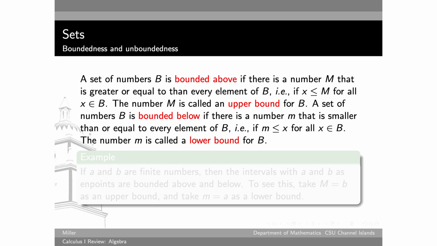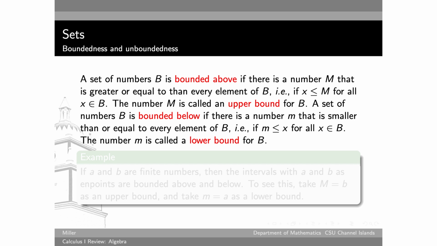Boundedness and unboundedness. A set of numbers b is bounded above if there's a number m that is greater than or equal to every element of b. That is, if x is less than or equal to m for all x in b. The number m is called an upper bound for b.